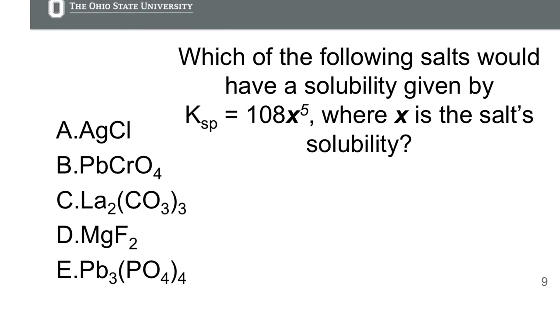Here's another one. So another fun problem. You're going to see this pattern: there are only so many different types of KSP you can have, because we usually only see 1 to 1 or 1 to 2 in terms of the solubility of the ions. So which one of these will have 108 x to the fifth, where x is the salt's molar solubility? And you just saw an example of that. It's the one where you form 2 ions of one and then 3 ions of the other. So C. You can figure out E. That's a fun one too.